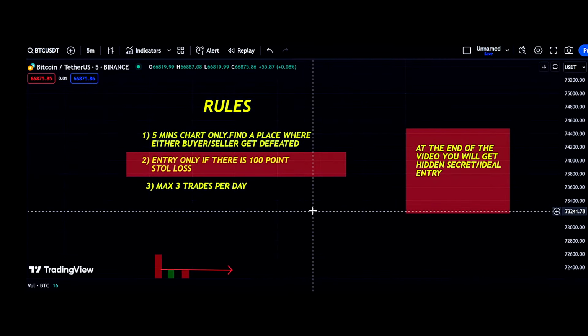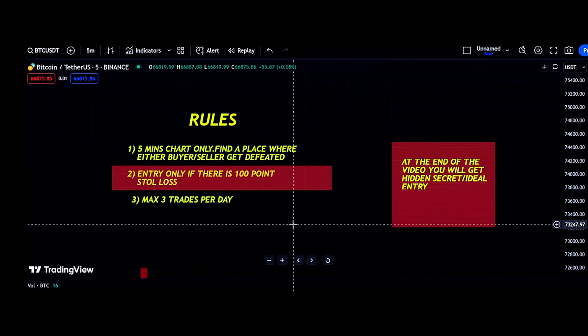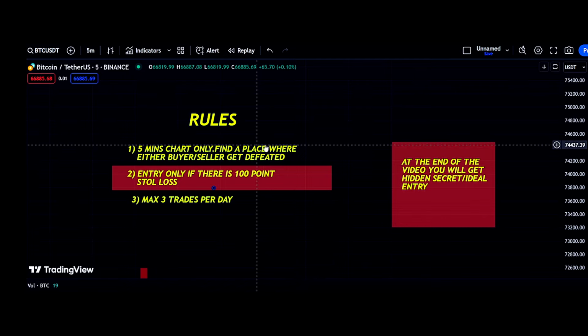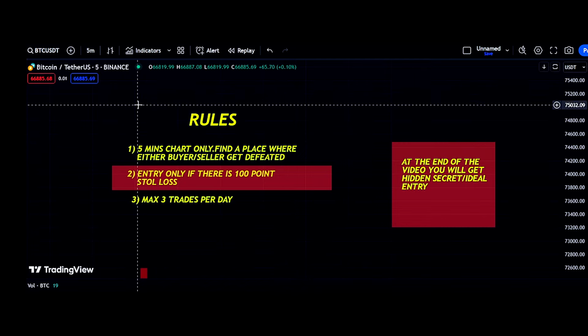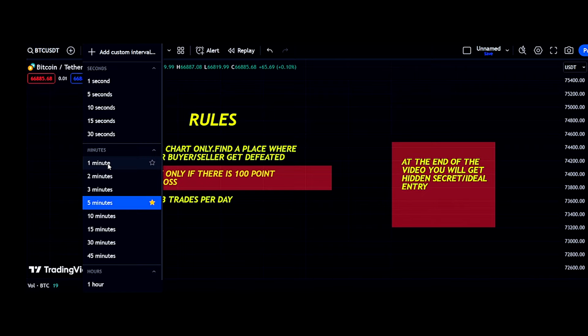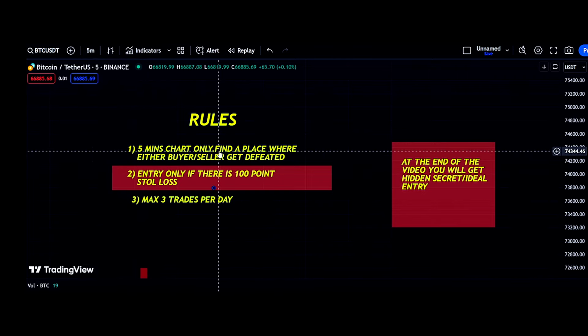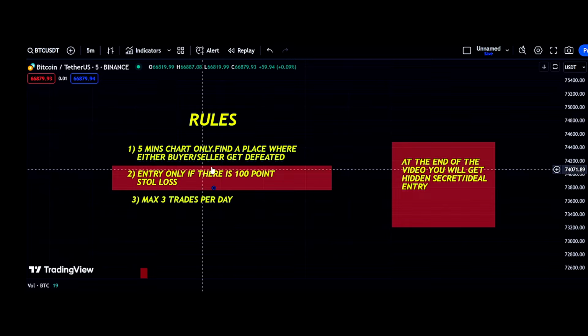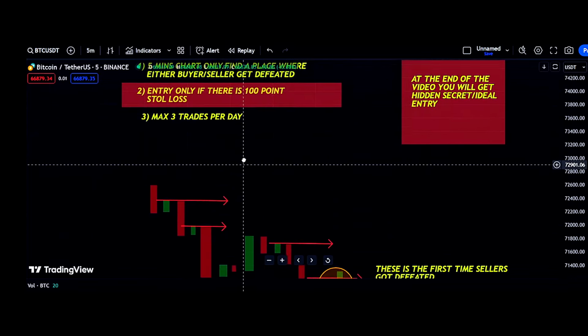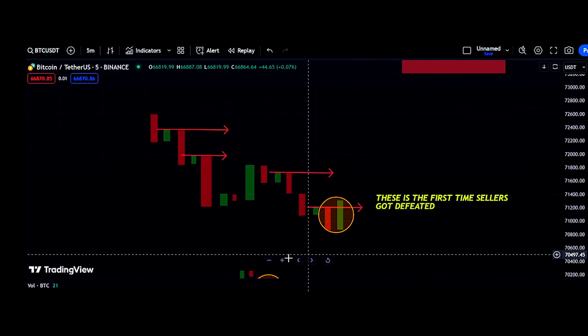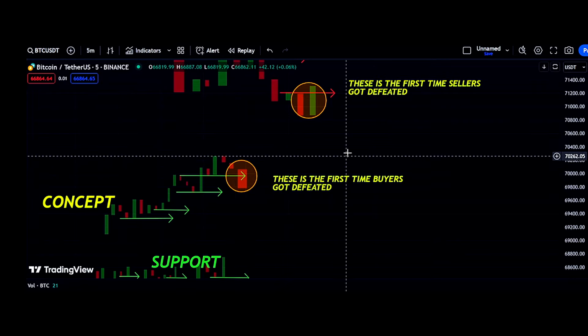It's very important to understand that when you take a trade, you should know what your profit is going to be, what your loss is going to be, and what target you want. So let's talk about the first and foremost rule. This has to be done in the 5 minutes. I can change the time frame, but you need to do it in 5 minutes only. So we need to find a place where either buyers or sellers get defeated. In this case, sellers got defeated. In this case, the buyers got defeated.